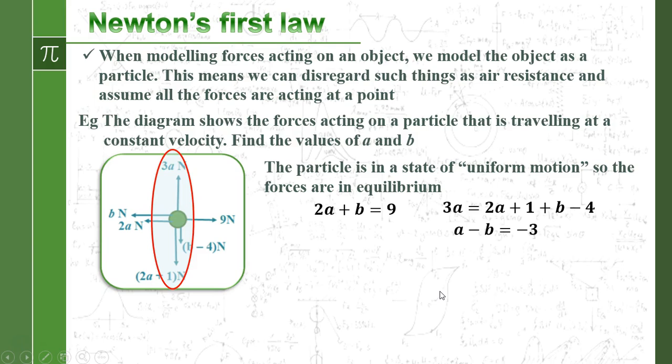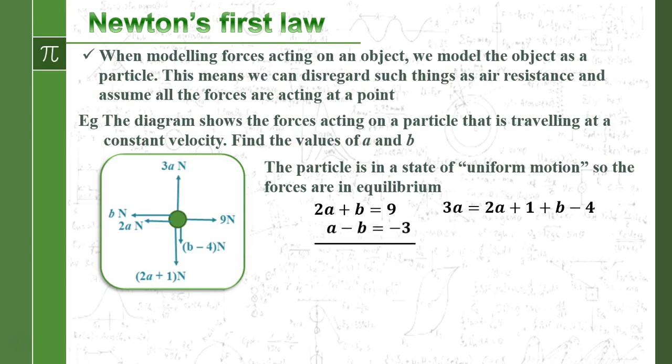And hopefully now you can see where we're going with this one. In order to figure out the size of a and b, we're going to have to do a simultaneous equation. There we go, simple job of adding them together. And so we've calculated a and we've calculated b.